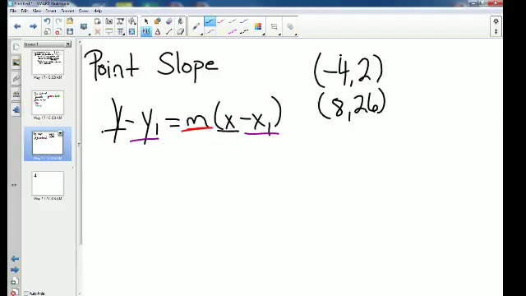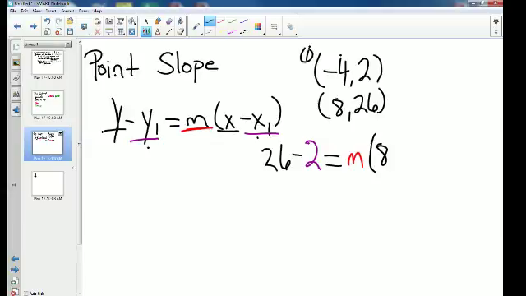For this one, we're going to label (-4, 2) as our x1 and y1, and this is going to be our other one, because it makes it so much easier in the future. So you're going to have 26 minus 2 is equivalent to our slope, which we don't know yet, so we're just going to put m, times our x, which is 8.